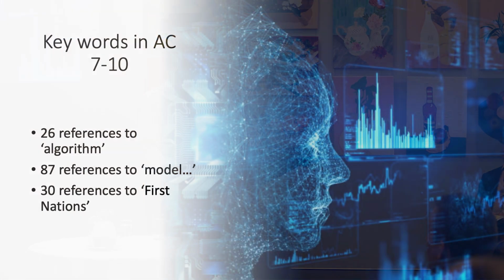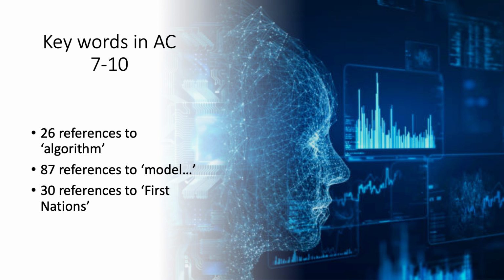Now, as I mentioned, the word algorithm is referred to 26 times if you do a search on the Word document in the Australian curriculum. There were 87 references to modelling and 30 references to the words First Nation, just to give you an idea of some of the directions that the curriculum is taking.